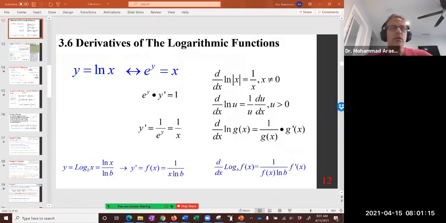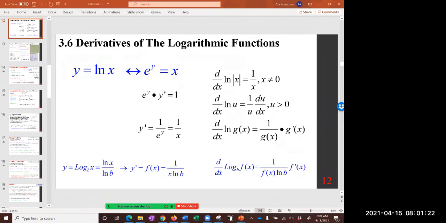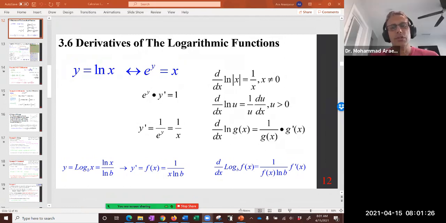Good morning, class. We are looking at section 3.6, derivatives of log functions, and on for the exam review, which covers from section 3.6 on all the way to 4.3. Derivatives of log functions. So let's put this in slide mode.